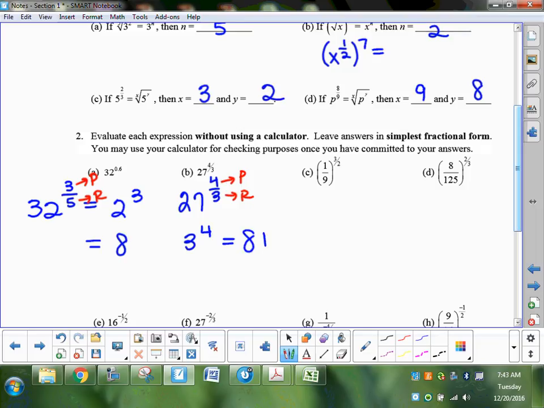Next one up. Oh no, a fraction. You've got 1/9 being raised to the 3/2 power. Which one can we do first? Can I take the square root of it, or can I cube it first? Hands up, please, when you can tell me which one you want to do. I wouldn't cube that first. I take the square root. That's going to leave you with a smaller value. What times itself is going to give you 1/9? 1/3. And then I'm going to take the 1/3 and cube that.